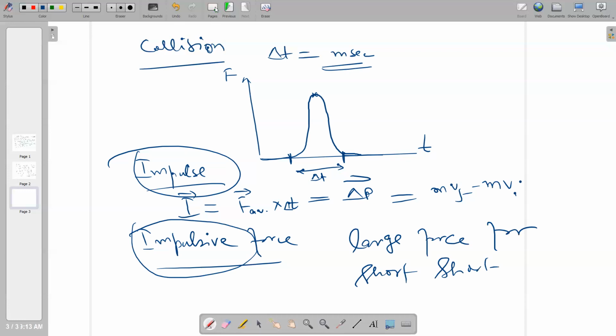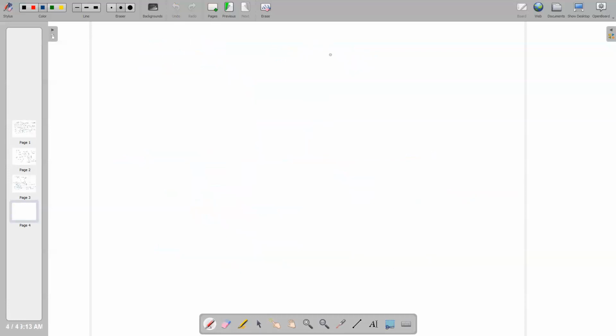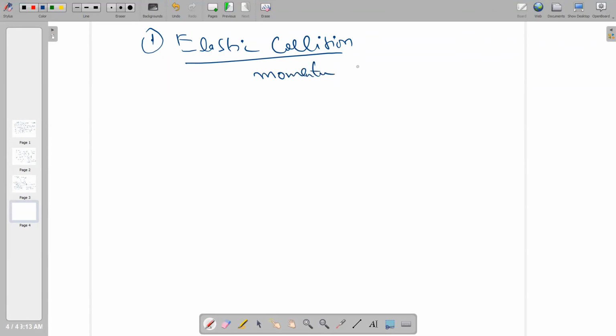Okay, after this, now we have collision. Two kinds of collisions we are discussing. One is called elastic collision, and the other is called inelastic collision. So I'm just defining elastic collision here. Elastic collision is that collision in which the momentum and kinetic energy remain the same before collision and after collision.